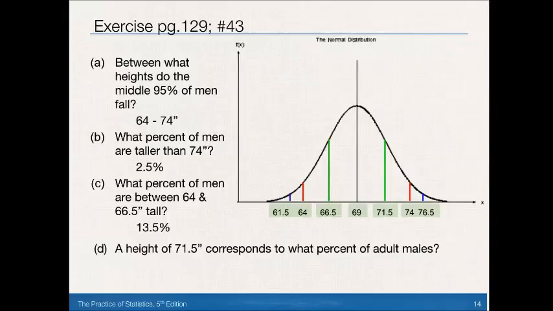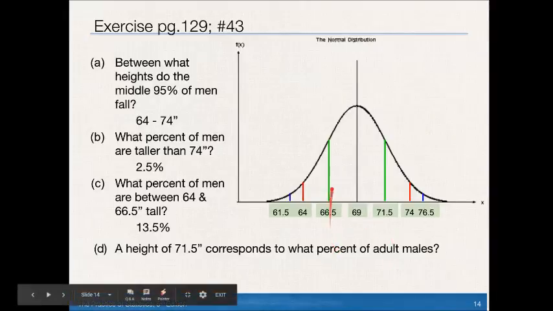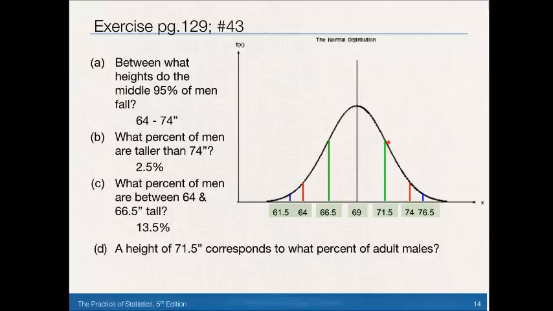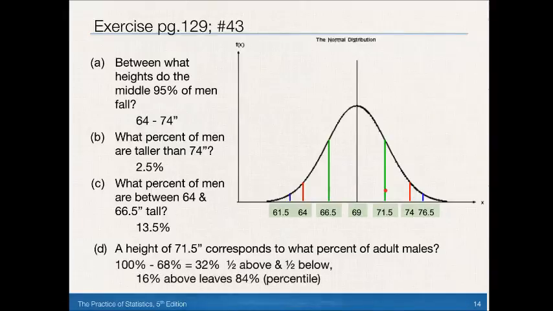A height of 71.5 corresponds to what percent? So if we have 71.5, we want to know what percent is below that, so everything below that. So a couple of ways you could do that is, we know that this is the halfway point. This is the 68%, so we know that half of the 68 would be 34, and so we could just take 50 and 34 and add those together. That gives us the 84th percentile.